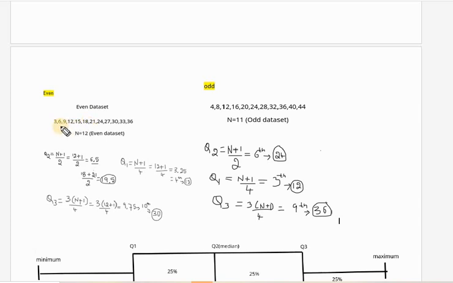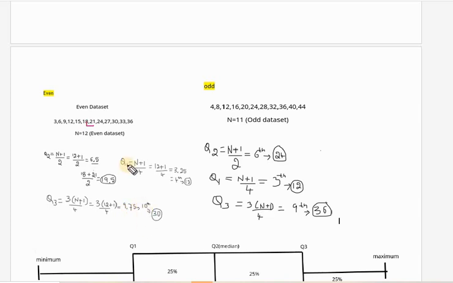So where will it lie? 1, 2, 3, and so on, between 18 and 21. This is the average of 18 and 21, which gives 19.5. So our Q2 value will be 19.5, somewhere between 18 and 21.